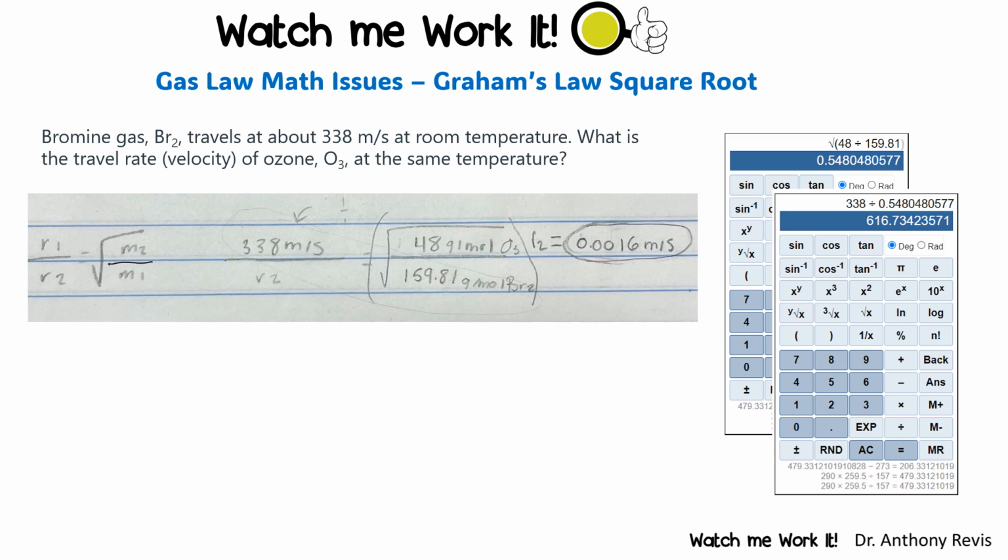The problem is bromine travels at 338 meters per second at room temperature. What is the travel rate of ozone at the same temperature? Since it's at the same temperature, we can use the straightforward Graham's law, which is R1 over R2 equals the molar mass of 2 divided by the molar mass of 1.